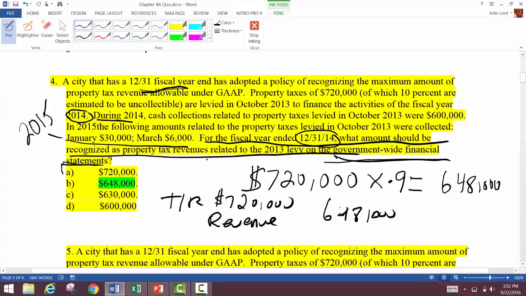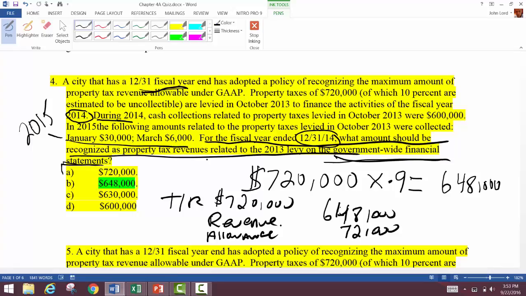What's the 648,000? What's the rest of this credit to? How much is the additional amount we need here? 720 minus 648. 72,000. Okay. 10%. So what do you want to credit? The allowance, right? For uncollectible taxes? Okay, good. So we go ahead and we credit the allowance here for 72,000, right?